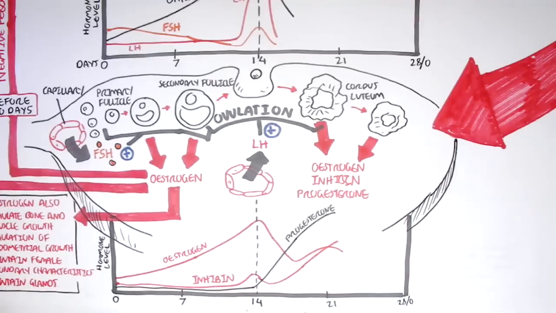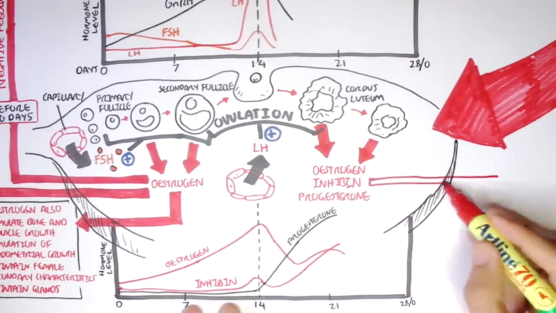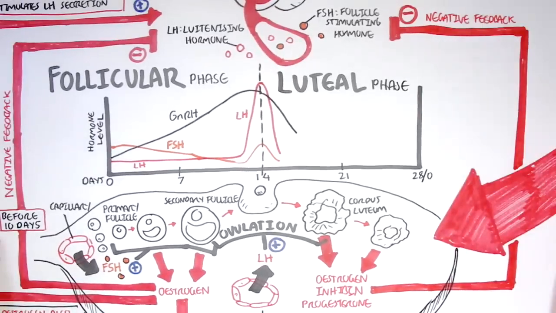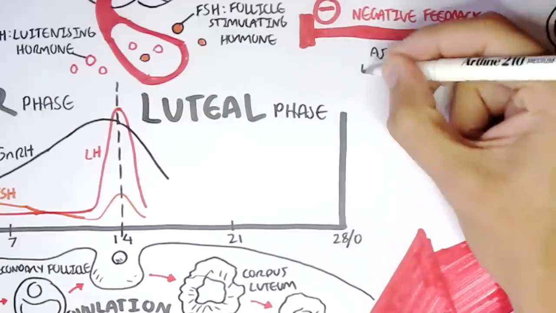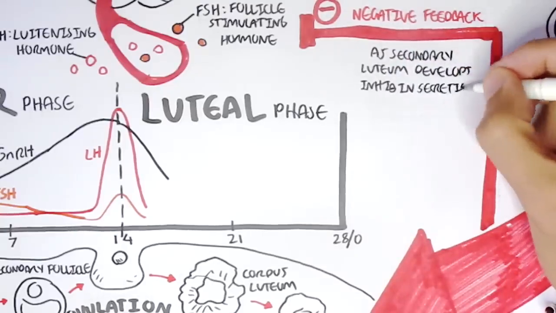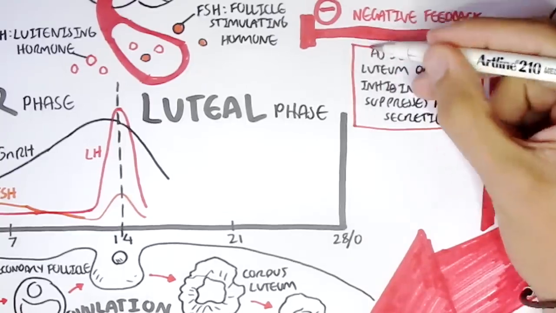So what do these hormones do? Well, inhibin has a negative feedback and it will essentially inhibit the secretion of follicle-stimulating hormone. Because we are at the luteal phase, we don't need any more follicles to mature just yet. So that is why inhibin is preventing follicle-stimulating hormone release, to prevent follicle maturation. So here I wrote, as the corpus luteum develops, inhibin secretion will suppress follicle-stimulating hormone release.